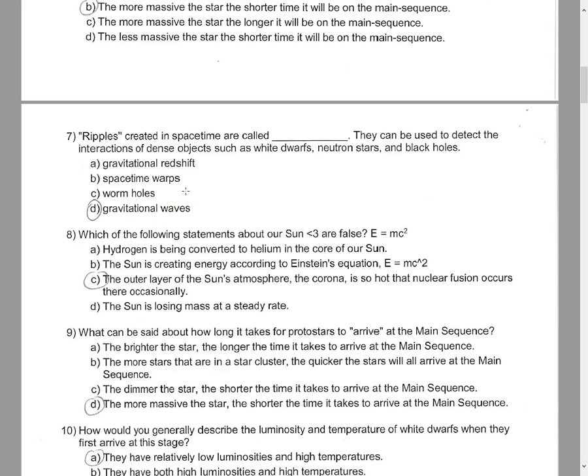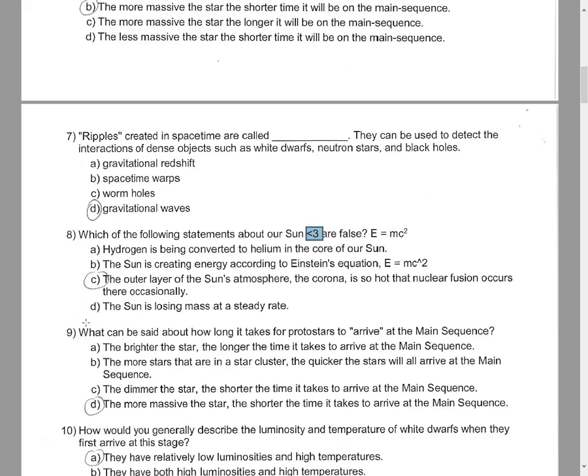Question 8, which of the following statements about our sun are false? So A, is this false? No, A is true. Hydrogen is being converted to helium. B, is it false? No, it's true. The sun is creating energy according to E is equal to mc squared. C there. Is it true that the outer layer of the sun's atmosphere, the corona, is so hot that nuclear fusion occurs there occasionally? No, that is incorrect. And D is correct about the sun. The sun is losing mass at a steady rate.